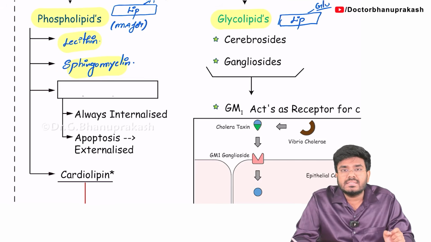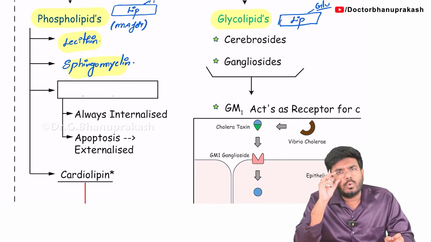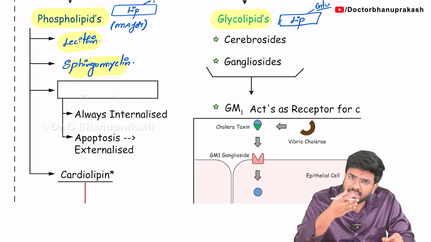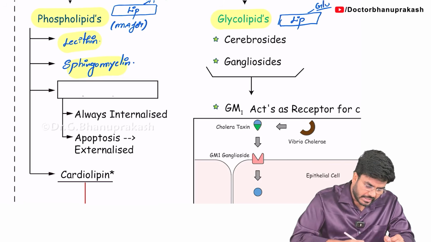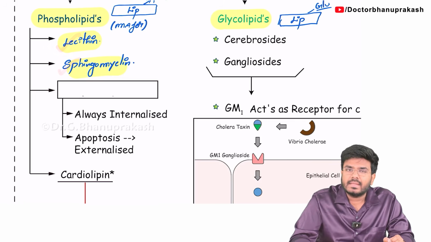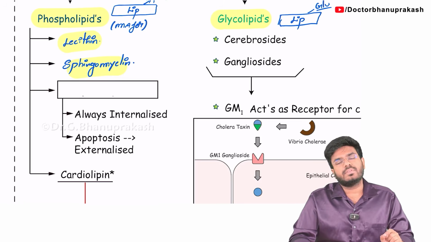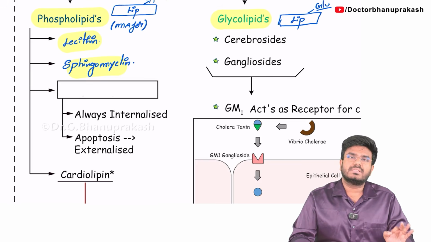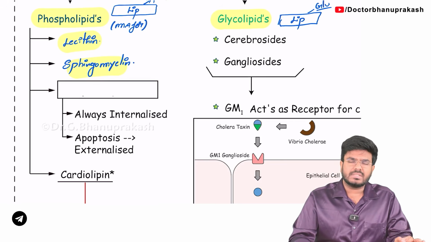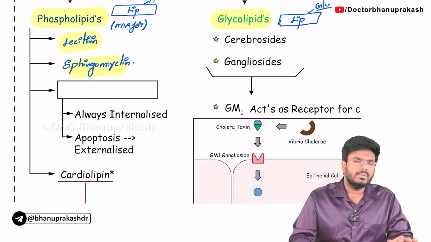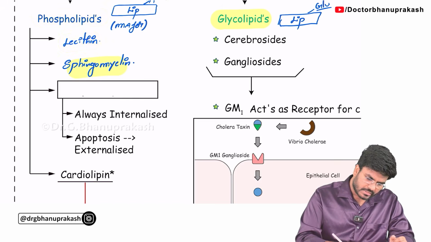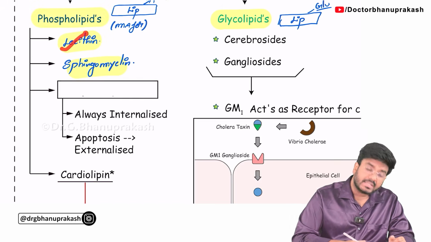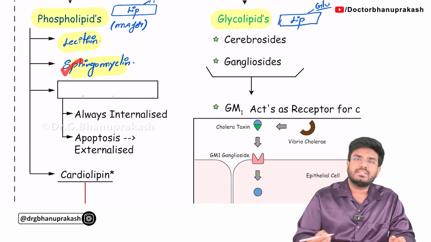Guys, remember, lecithin and sphingomyelin are not only present in your lungs, not only present in the surfactant, they are also present in each and every cell membrane. So each and every cell membrane has these phospholipids called lecithin and sphingomyelin. The take home point is that they are not only present in the surfactant, they are also present in each and every cell membrane. In surfactant, lecithin is the major lipid and sphingomyelin is the minor lipid.